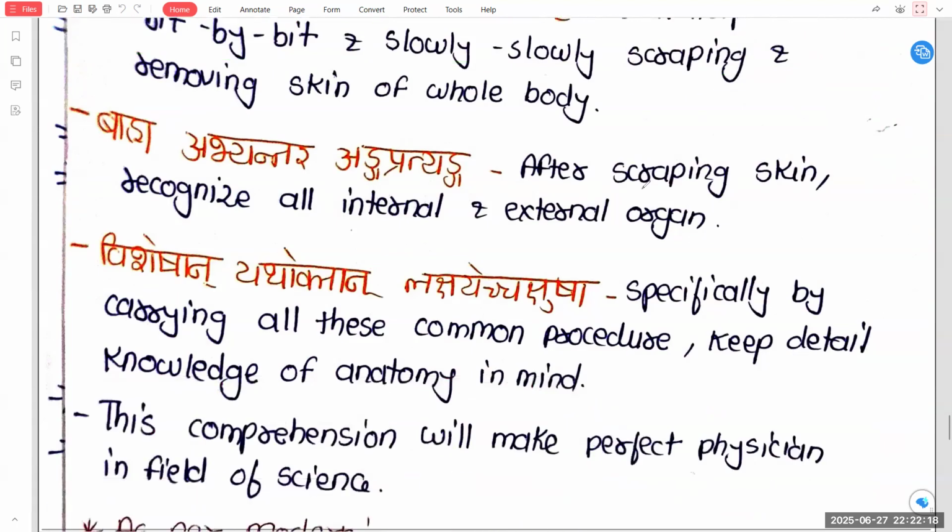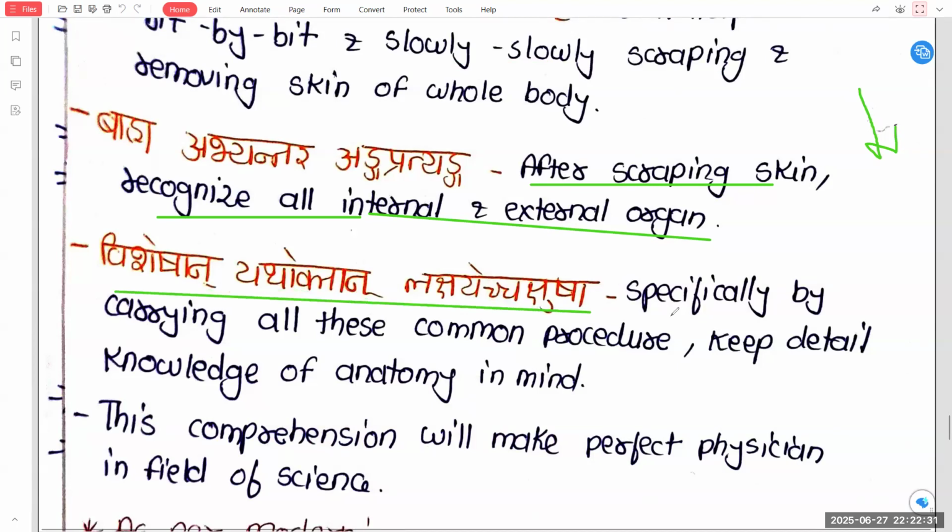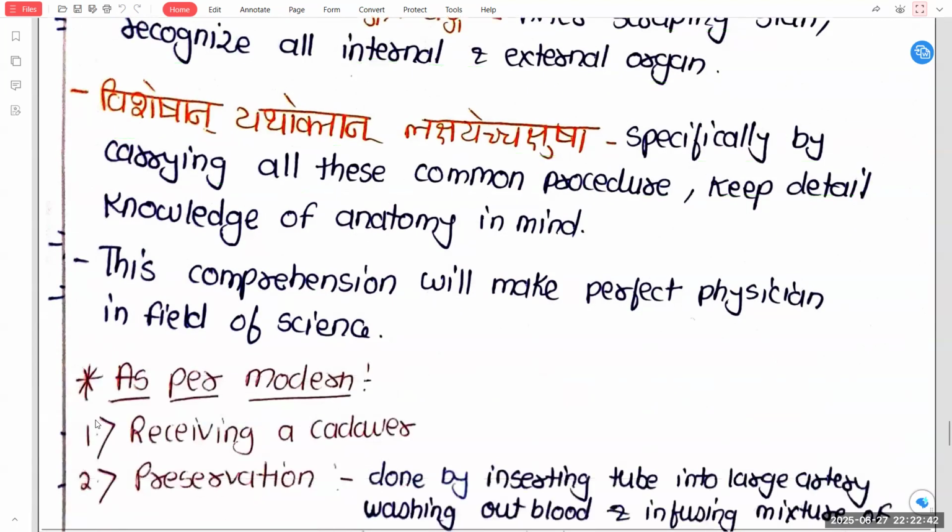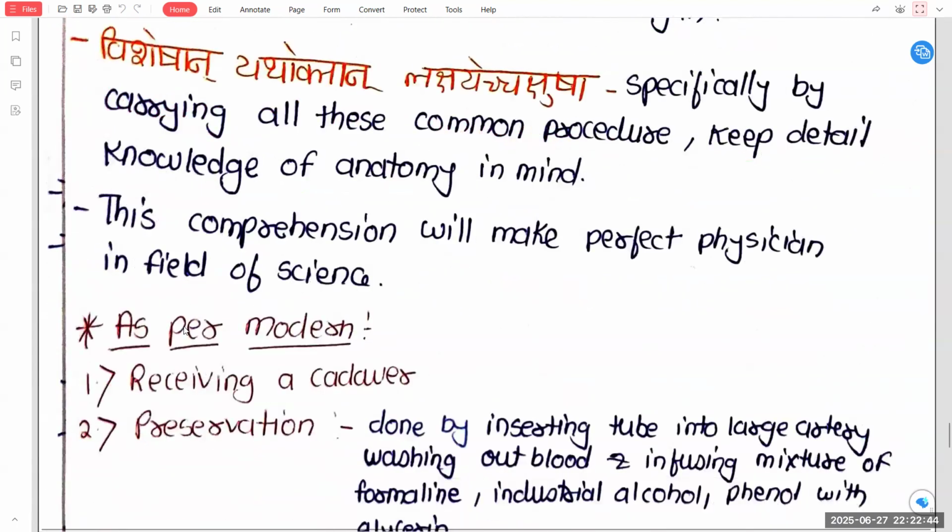As I told, after scraping the skin, recognize all the internal and external organs. Bahya means from external to internal we have to go. Visheshana Yathoktana Lakshayet Chakshushan. Specifically, by carrying out all this common procedure, keep the detailed knowledge of anatomy in the mind. This comprehension will make a perfect position in the field of science.